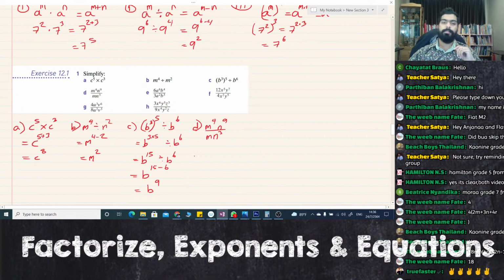All right, guys. So let me maybe solve this one for you. In this one, we would have m raised to the power of 4 minus 1, because these two are dividing each other. And then n raised to the power of 9 minus 3. Therefore, the answer we would have here is m to the power of 3 and n to the power of 6. All right, guys.